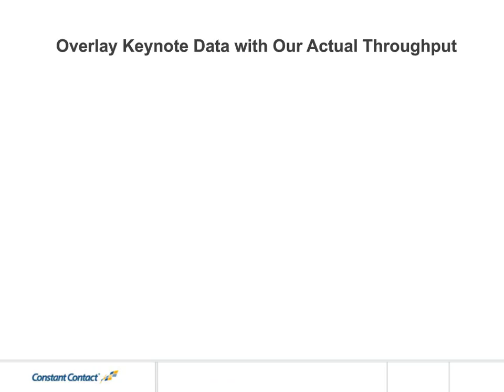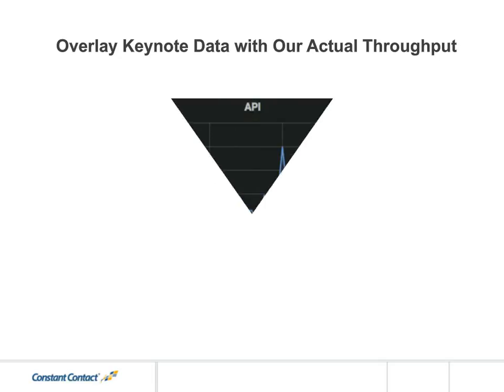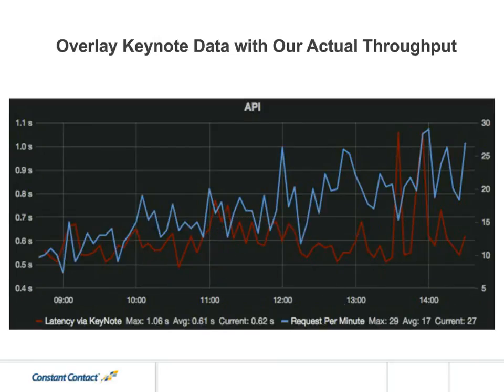One benefit we have in ingesting the data is that we can take our data, which is from a synthetic source, Keynote, and we can use our real user throughput, and we can lay it on top of each other. So in this screenshot here, we can see from 9 a.m. up to a little bit past 2 p.m., our requests per minute has increased. Overall, other than some of those spikes in our latency, we can see that it stays steady, even though our requests per minute increases.